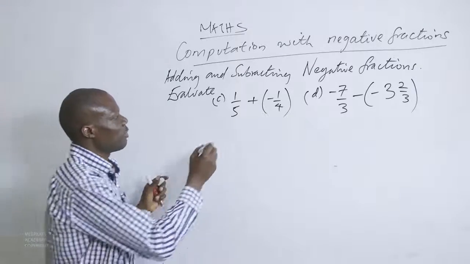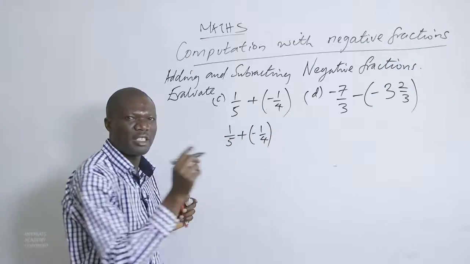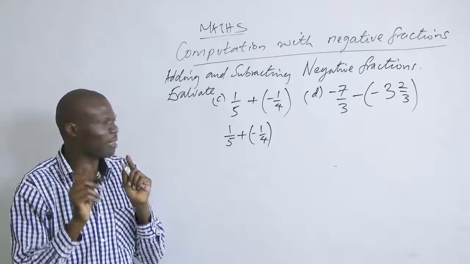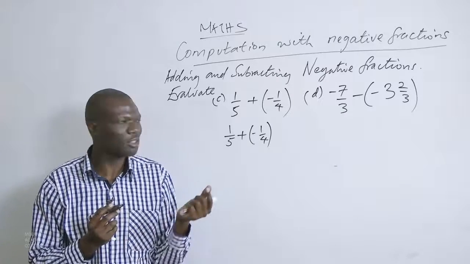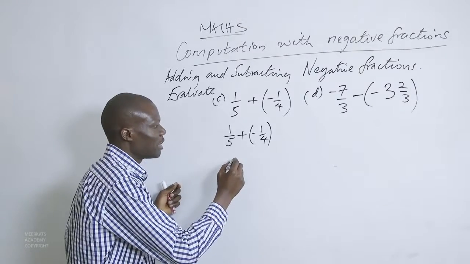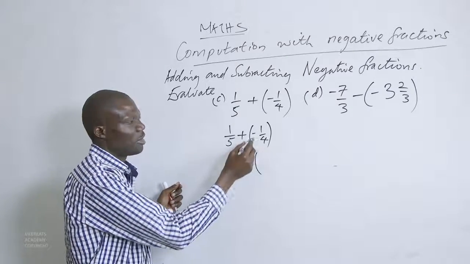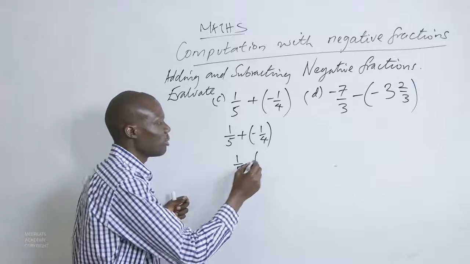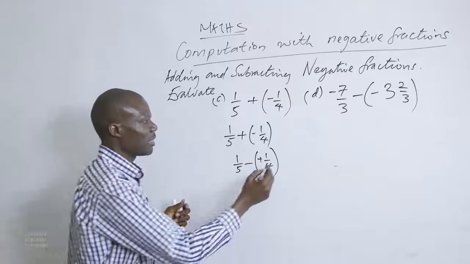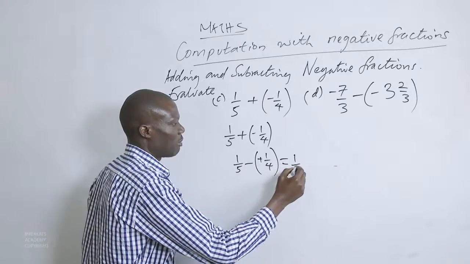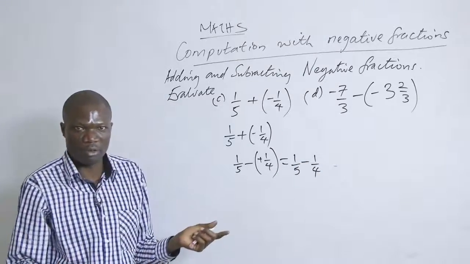And the rule says if we have to add a negative number, it is the same as subtracting the opposite. What is the opposite of negative 1 over 4? So if that's the case, it is the same as saying 1 over 5 subtract the opposite of negative 1 over 4, which is a positive 1 over 4. So if this is the case, then it can be reduced and you simply have 1 over 5 subtract 1 over 4. Now that's where we've reached.